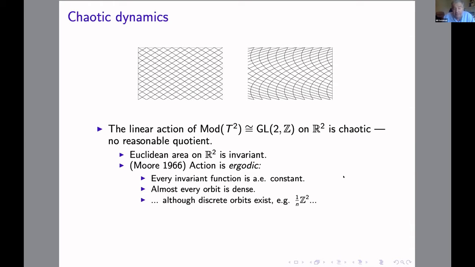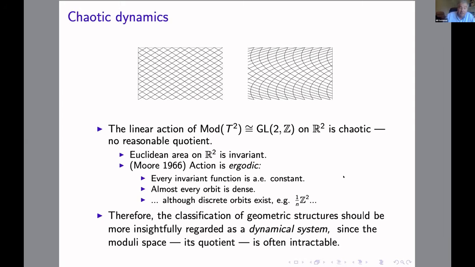However, there are plenty of discrete orbits, for example, the integer points inside Z2, and all the other rational points where the denominator is bounded. So the dynamics is quite complicated, and we wouldn't really want to take a quotient like the moduli space of flat tori or the Riemann moduli space.